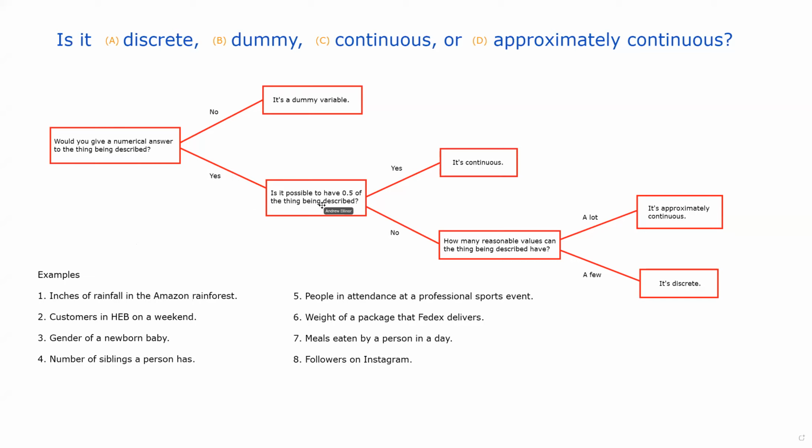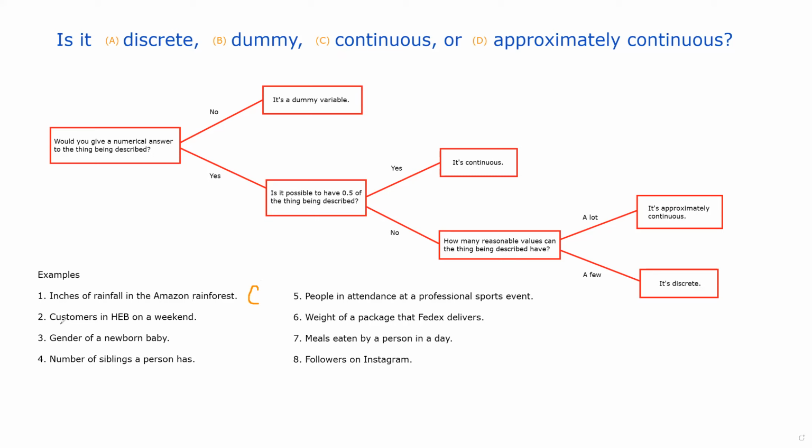Is it possible to have half of the thing being described? So that 0.5 there means half. Is it possible to have half an inch of rainfall? Yeah, sure. So for that reason, that's continuous. I'm going to go ahead and use a tool here and mark that as continuous with the letter C. C corresponding to continuous here. And let's move on to 2.